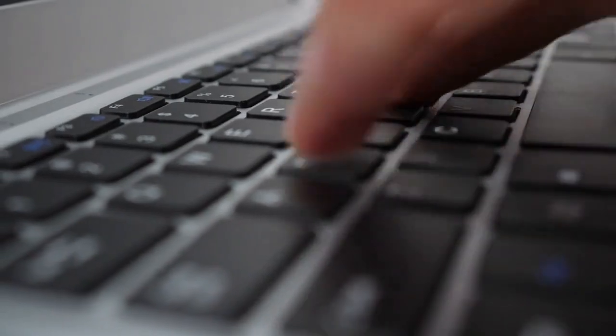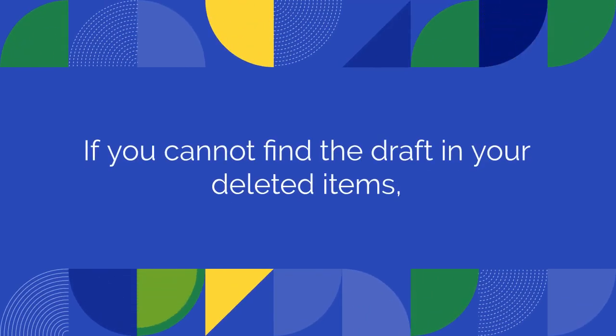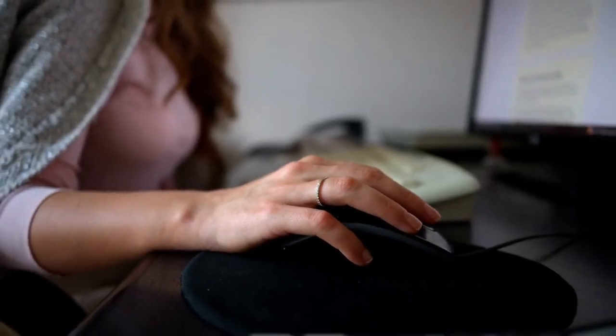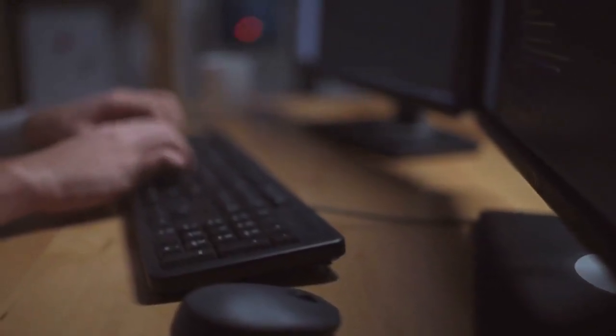Open your folder list on the left side of the screen and click on Deleted Items. Scroll through the list to find your draft, then right-click it and select the option to move it back to your drafts folder. If you cannot find the draft in your deleted items, you might need to check the Recoverable Items folder very carefully. This hidden area holds items that were recently purged from the main trash.